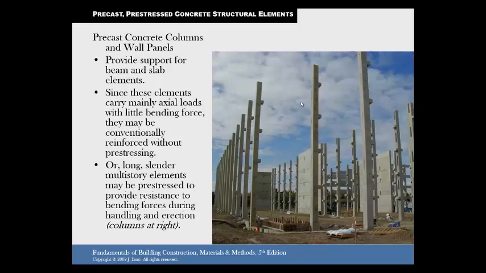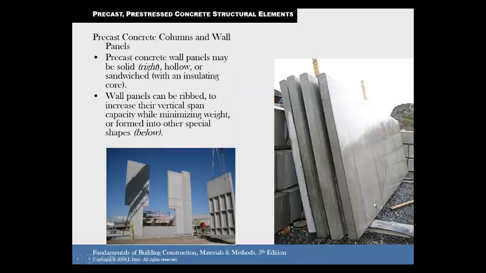And you can see some of the walls that are filling in the background there. Here's some more panels that are going to go in. Precast concrete wall panels can be solid, as it's shown to the right, or hollow, sandwiched with an insulating core, meaning that it's some sort of styrofoam between two pieces of concrete. Makes it a little lighter weight, but also gives it a good insulation value.